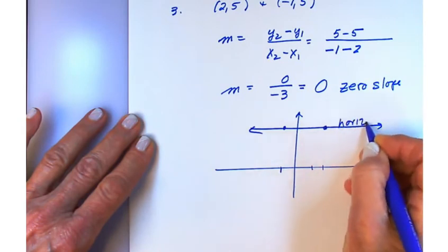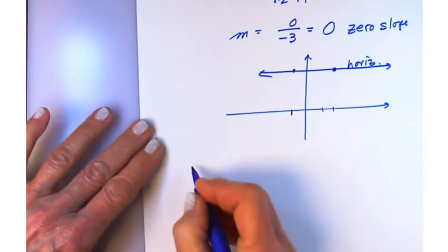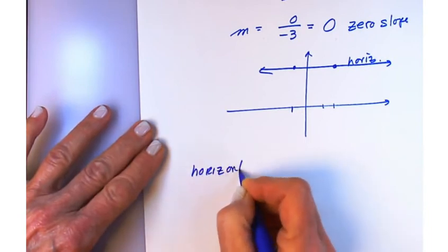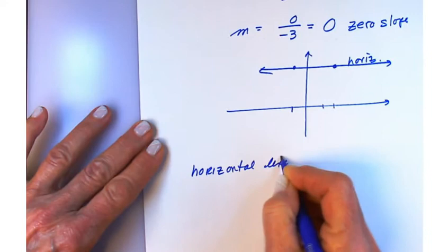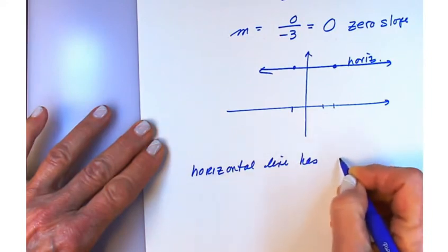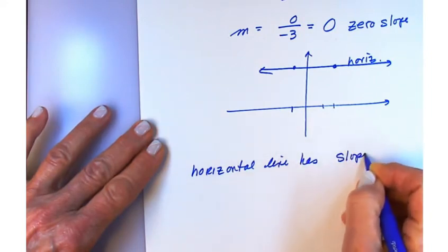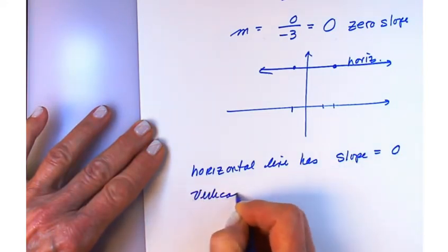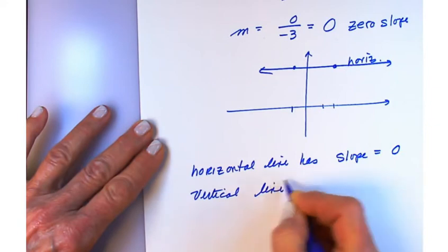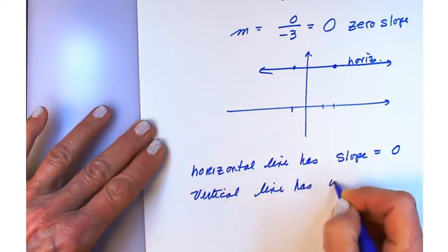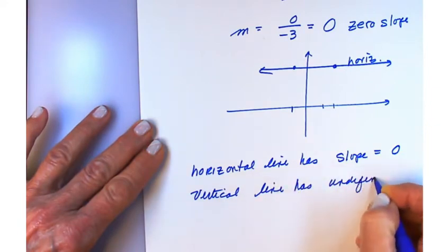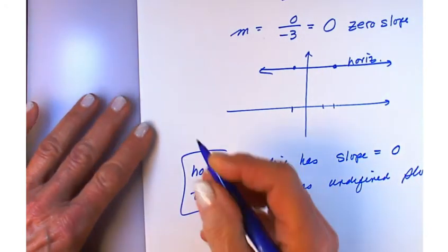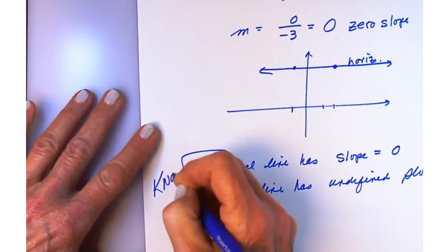So let's write this down. A horizontal line has slope equal to 0, whereas a vertical line has an undefined slope. You should have a good handle on this. You need to know that.